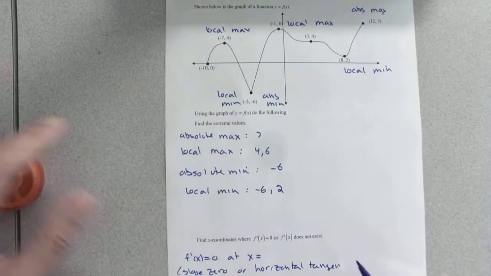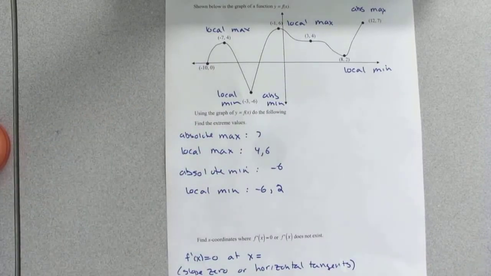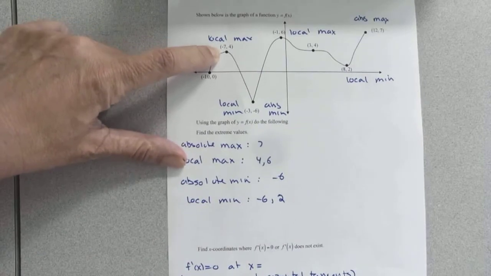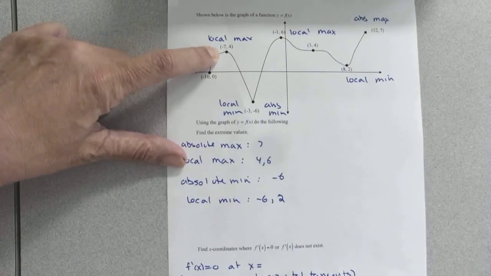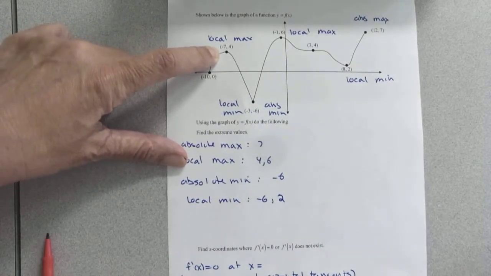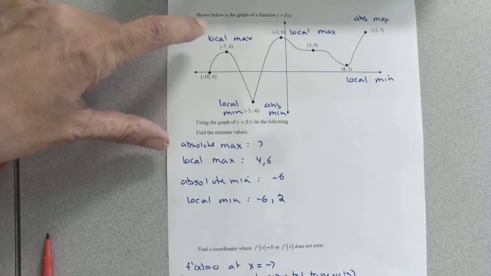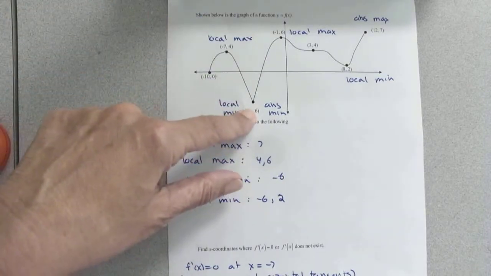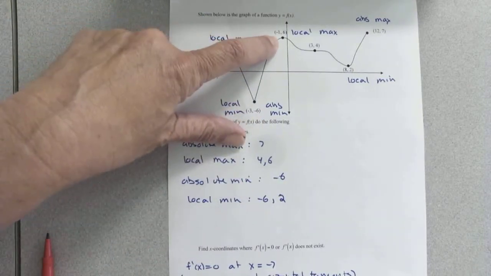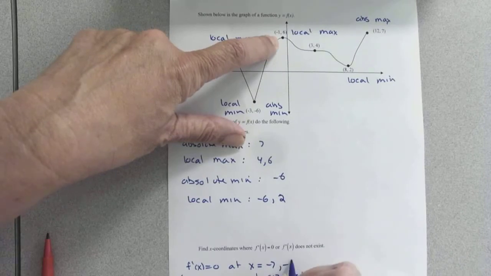So I look at my picture up there where I'd have horizontal tangents. Right there, I could draw a horizontal line right there. So x equals -7. Next horizontal tangent, that's a corner point, that's a different thing. Right there, x equals -1.